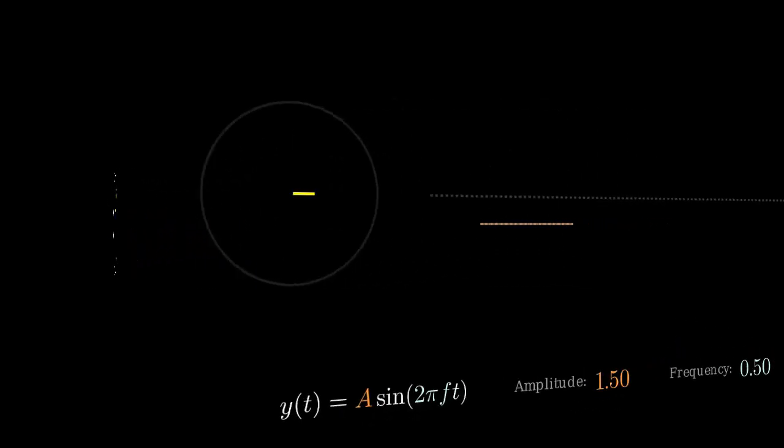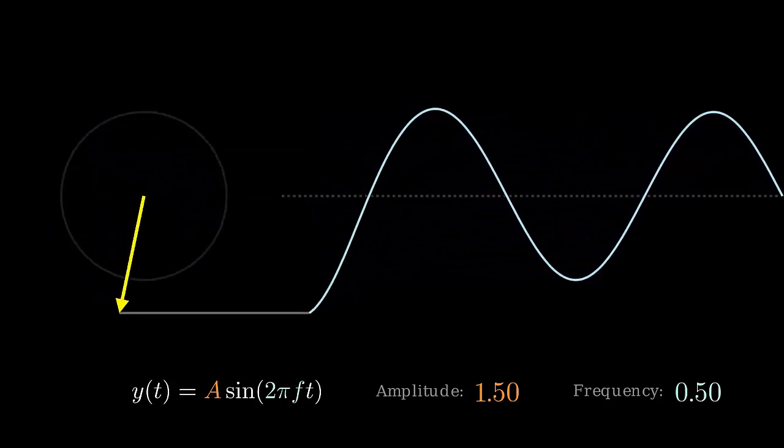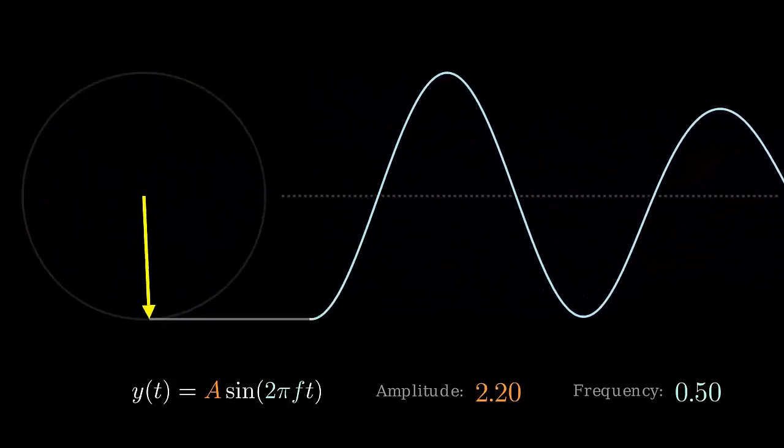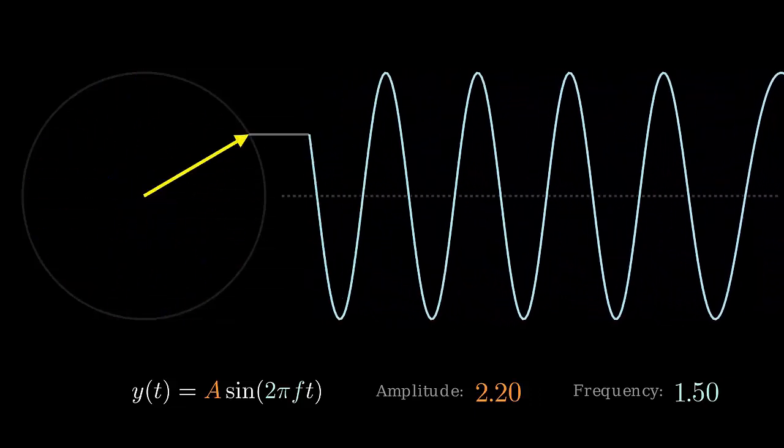Think about a single point just moving in a constant circle at a fixed speed. In engineering, we call this a phasor. Now, if you track the vertical position of this point over time, you'll see it draws a perfect sine wave. That's our base signal, just a single pure frequency.